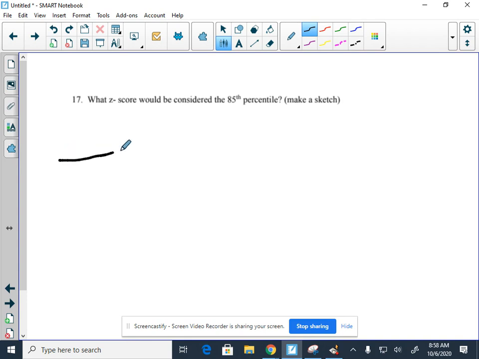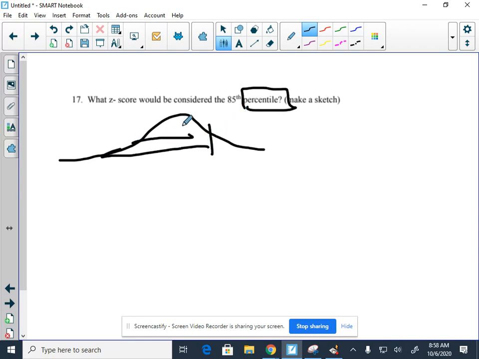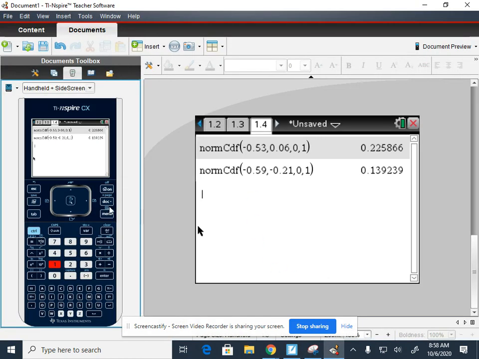Okay, number 17, what Z-score is the 85th percentile? Now remember, the percentile is the area to the left. So if I draw a line and I put 85% here, what is that Z-score? Now we're starting with a percent, so now we're doing the inverse norm, okay? Because they start us with a percent, this is the first one we've done this way.